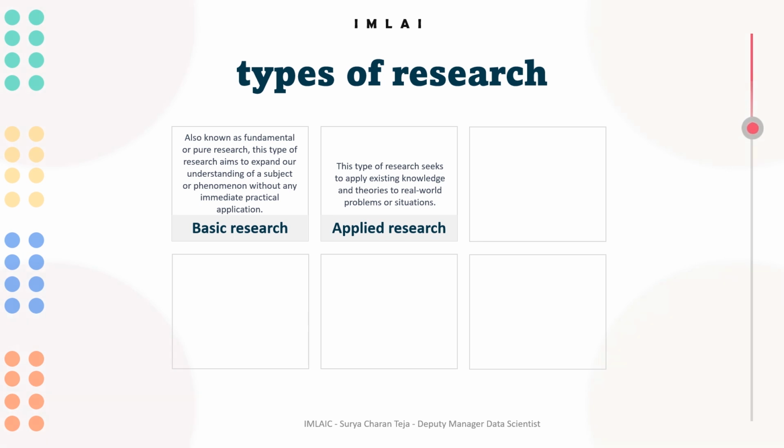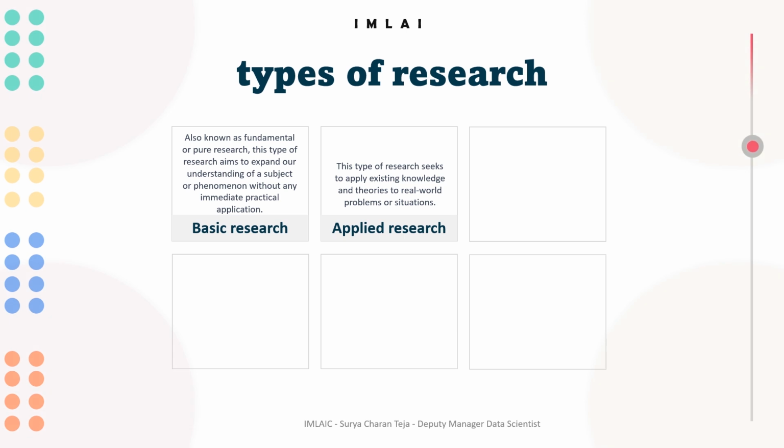Examples of applied research include studies on the effectiveness of a new medical treatment, the impact of a social policy on a specific population, or the development of a new technology for sustainable energy.